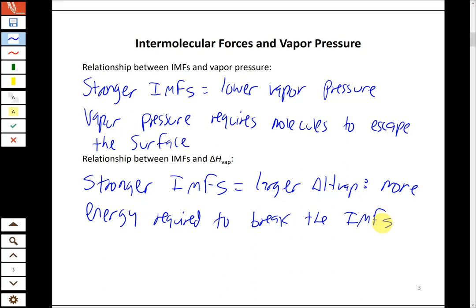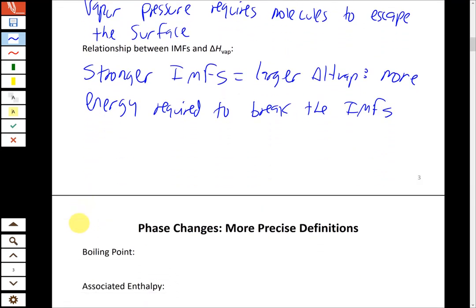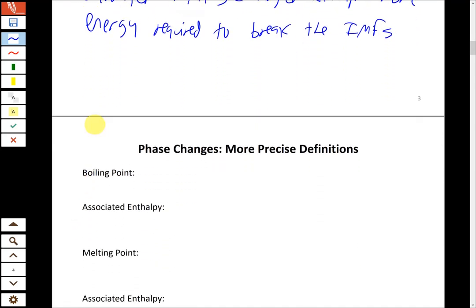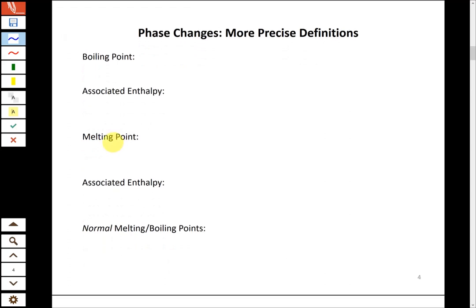But now we have relationships that involve vapor pressure and temperature, and vapor pressure and intermolecular forces, being the two big ones that you'll want to be able to qualitatively rank. All right, but what we're going to move into now for the rest of today is a lot of talk about phase changes. And so first we want to give some more precise definitions of them.